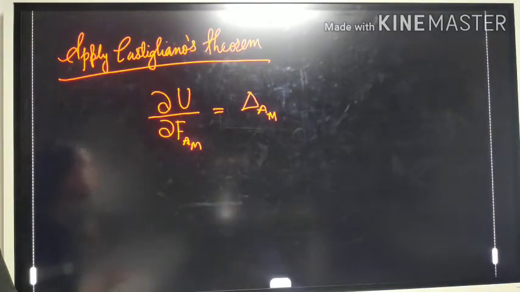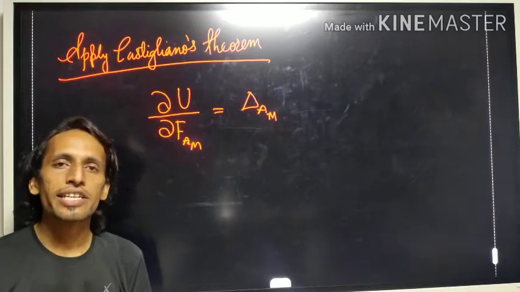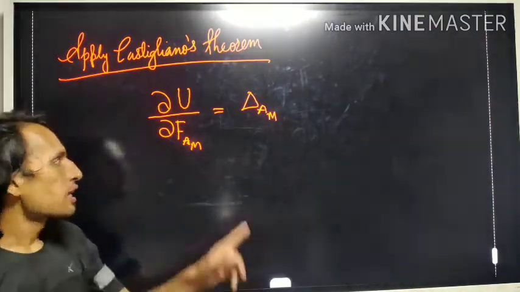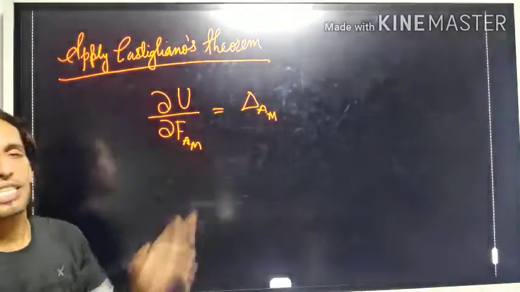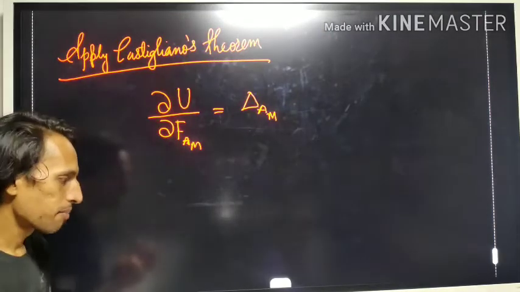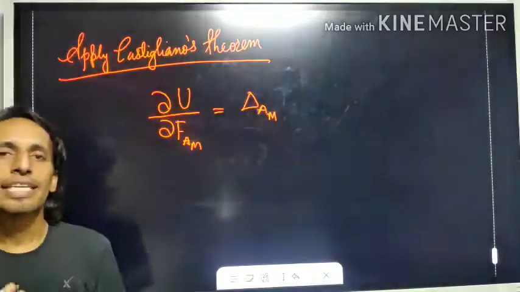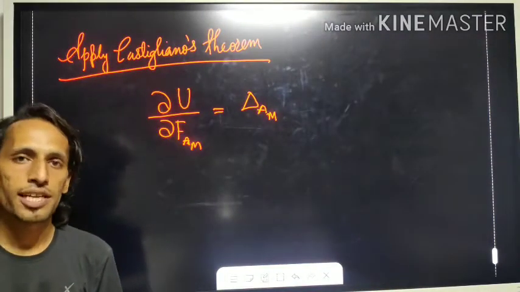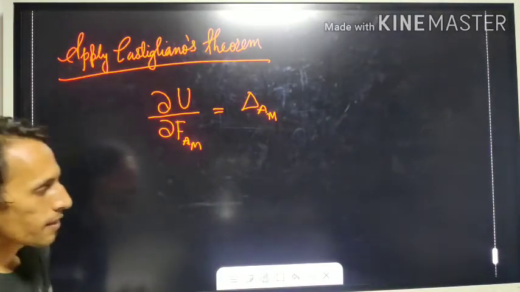So if somehow you are able to calculate the strain energy in a truss, then you can simply differentiate the strain energy and you will get the deflection. So this is the basic concept and basic theory by whose help you can calculate the value of deflection in a truss system. So let's start solving.